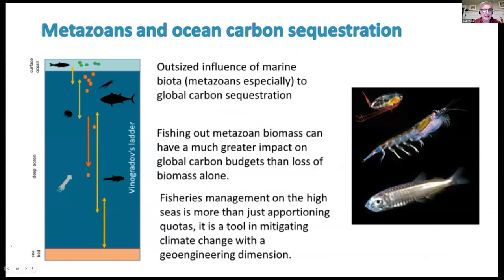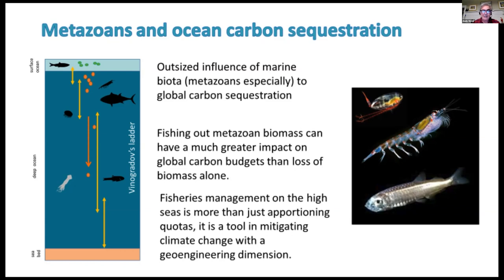So finally, I just want to make a few points that relate to this. Firstly, we can think about the entire biomass of living biota in the oceans, and that's really quite small. Compared to the amount of carbon that they sequester, they really have a hugely outsized role. Meaning that if we were to fish out even small amounts of that metazoan biomass, we could have a huge impact on the net global carbon budget, how much carbon is actually sequestered in the deep ocean.